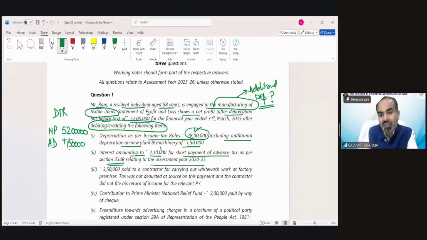Now, interest amounting to 2,10,000 for short payment of advance tax as per section 234B for assessment year 24-25. So this interest has been claimed as expenditure to arrive at this 52 lakh. It has already been reduced in arriving at the profit of 52 lakh. If this interest is allowed, then we are not going to do anything. But if it is disallowed as per income tax, then we need to add it back. So what we should do is, does the interest need to be added back or not?